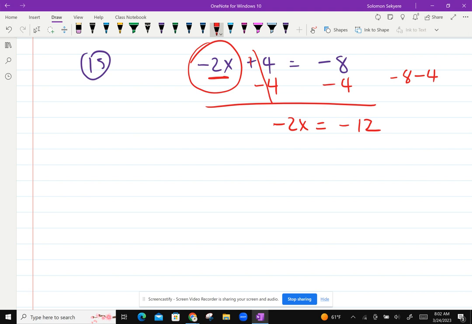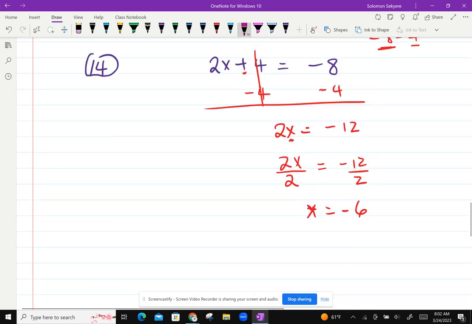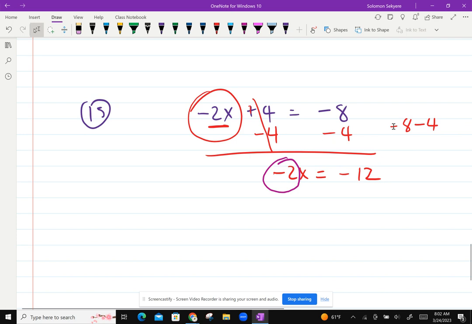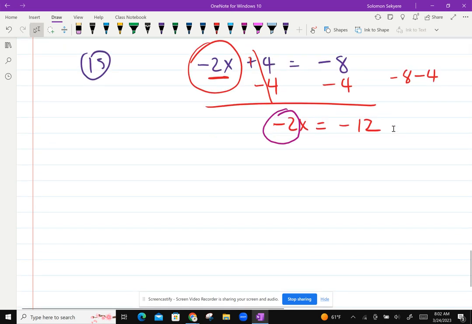Finally, we find our variable by dividing by the coefficient of our variable. What's the coefficient? Pay attention. Unlike up here, over here, our coefficient was 2. Okay, when there is no sign before it, it is a plus. So here our coefficient is negative 2. So we need to divide both sides by our coefficient of negative 2, negative 12 over negative 2.